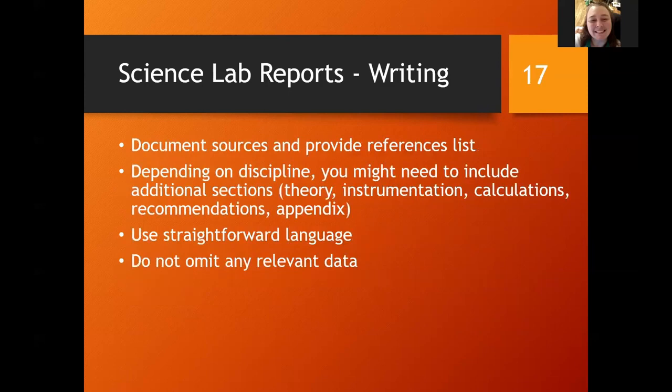Depending upon what your lab was about, you might need to include some additional sections. So you might have theory, instrumentation, calculations. You might even have appendices. Use straightforward language and do not omit any relevant data. You don't want to put extra data that was extraneous in there, but if you believe it was relevant at all, you want to make sure it was included.